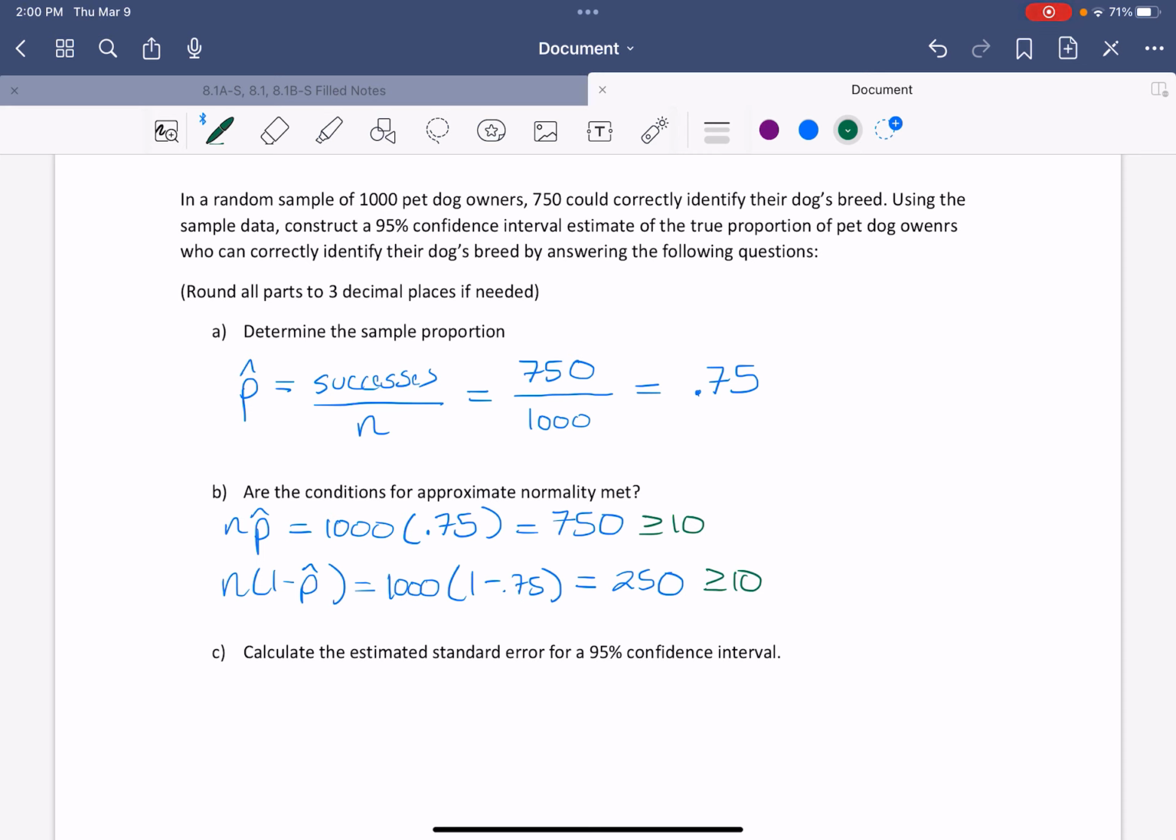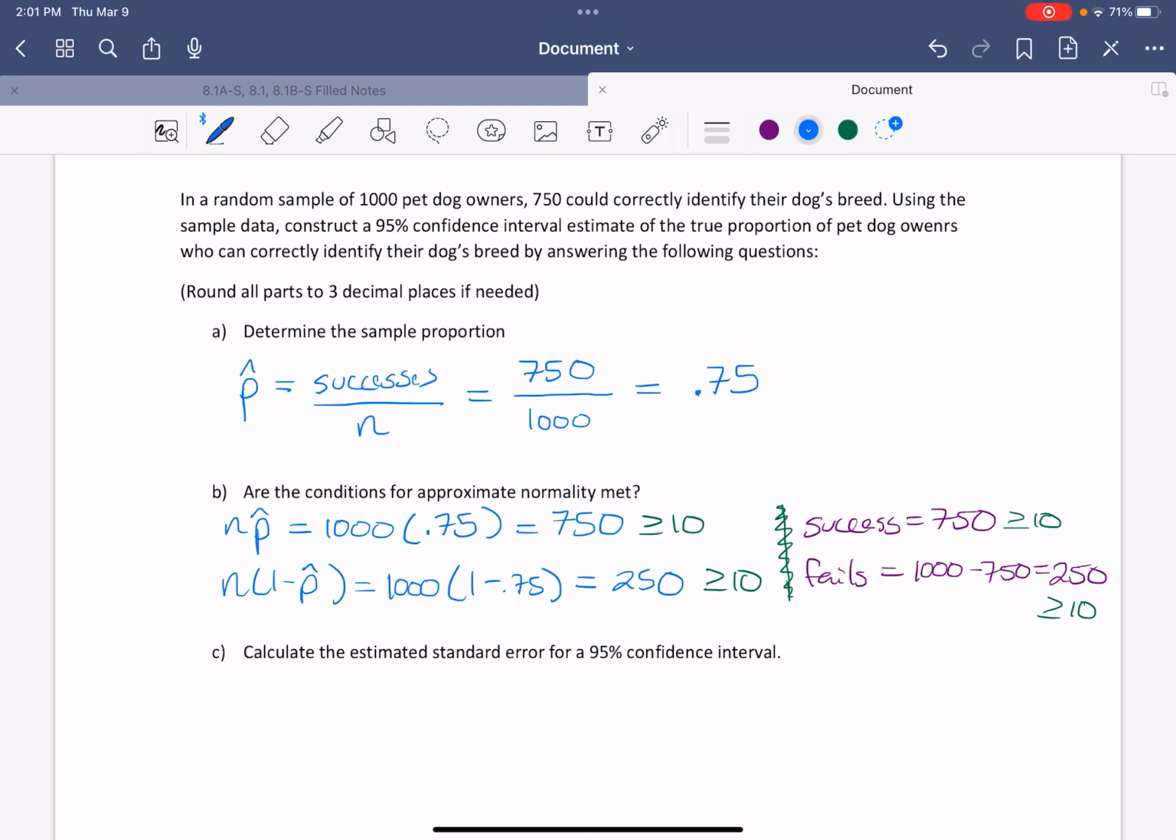So if some of you are comfortable with recognizing that the successes was 750, let me write it off to the side. Instead of writing what I have here on the left, if you chose to just do, successes was 750, which is greater than or equal to 10, which means the fails, you take it out of the total, 1,000 minus 750, which is 250, is also greater than or equal to 10. That's acceptable as well.